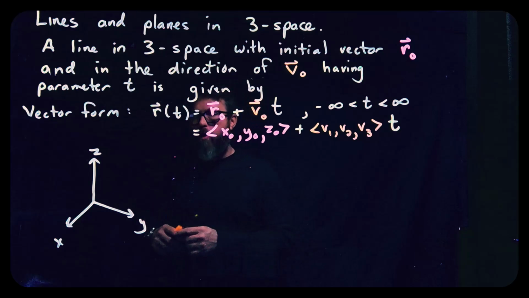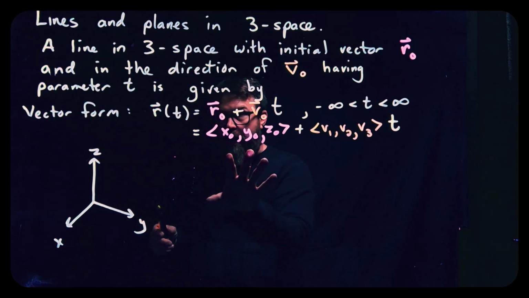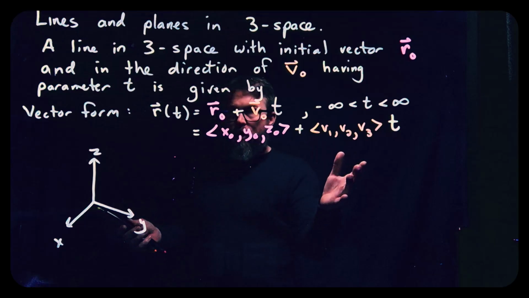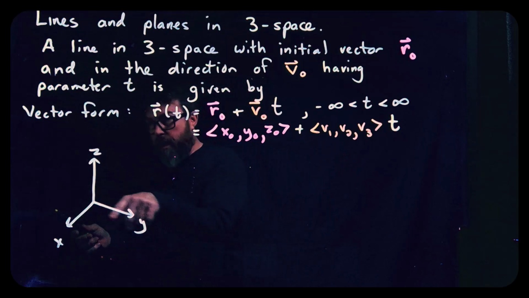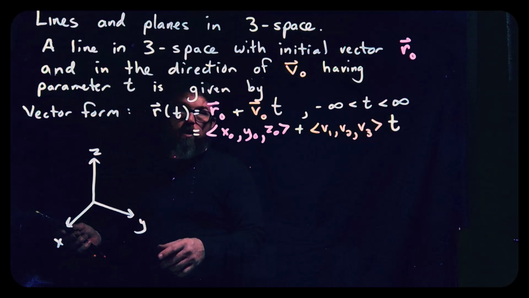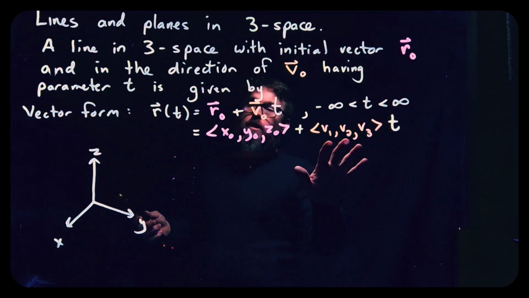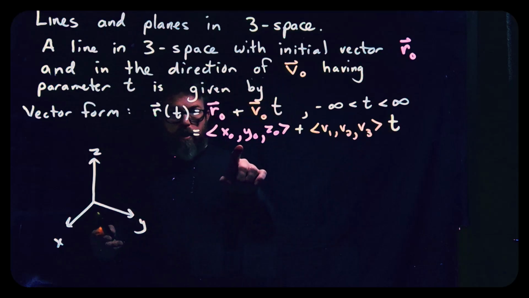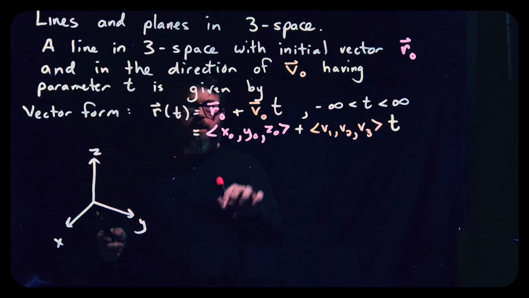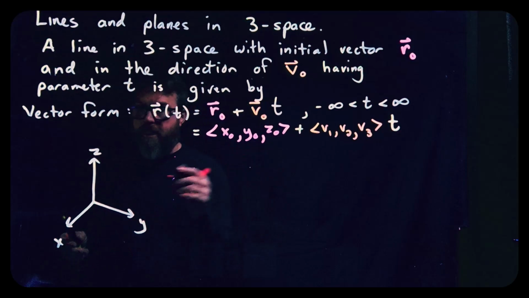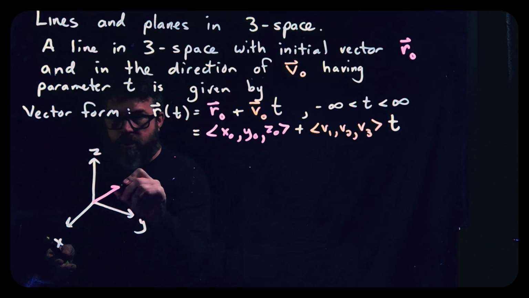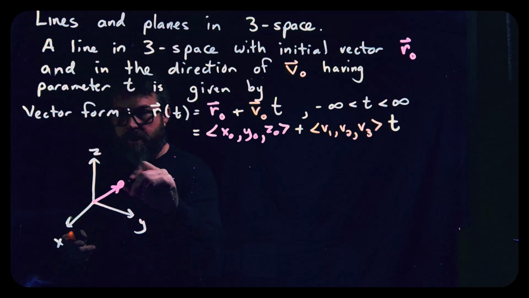Very similar for a line in 3 space. What you need is an initial point to start at, and then you need to know what direction you go. But since we have 3 open directions here, we're going to have to give a direction that's parallel to the way we want to go. So our initial vector is going to be this x0, comma y0, comma z0, and it's going to look like this. I'm just going to take this out into the space, and this is going to be that initial r0 vector.